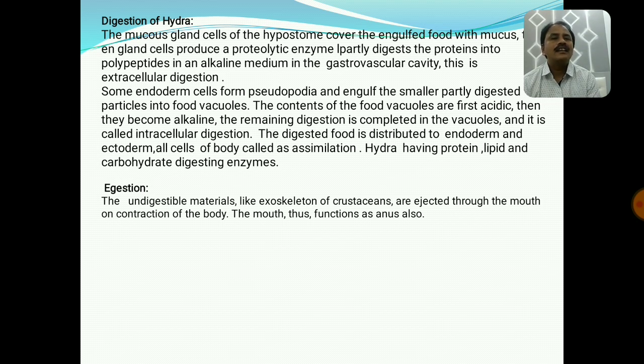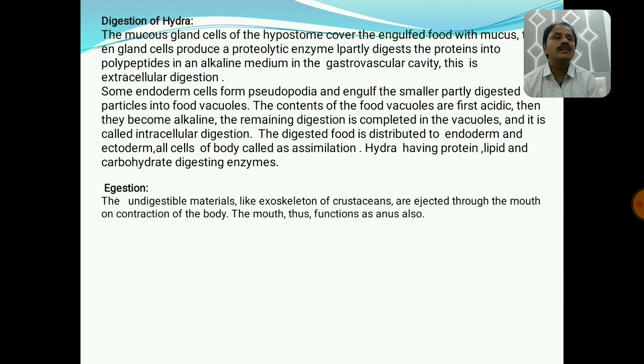And in Hydra, intracellular digestion also takes place. So how does this intracellular digestion take place? Intracellular digestion takes place by the formation of a food vacuole. Initially, the content of the food vacuole is acidic, and then it becomes alkaline by the secretion of many enzymes. So, Hydra digests protein food material. Hydra also digests fats. Hydra also digests some carbohydrates, but not starch. So protein-digesting, lipid-digesting and carbohydrate-digesting enzymes are present. This type of digestion is called intracellular digestion.